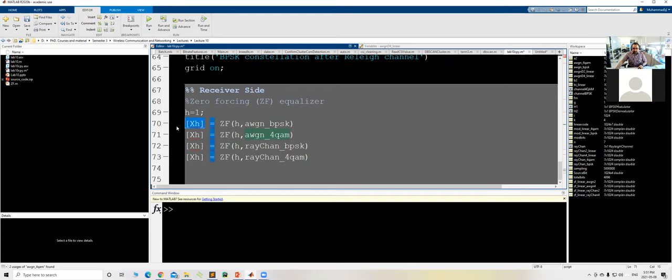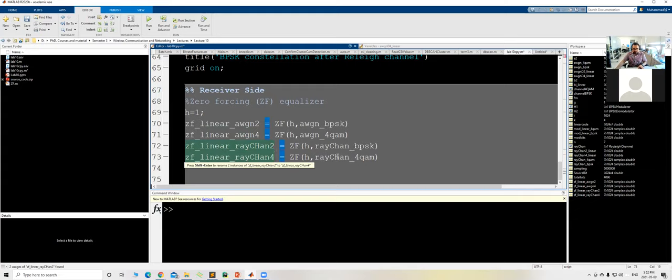So let me call it, for example, zero forcing underscore, since we are using the Hamming coding, like this, and this is for the AWGN and for the BPSK, I'll just type the two. So I'll copy it and paste it here as well. And for the four QAM, I will use four, and everything else I will keep like this. And then how about I write RAYCHAN2? So I wrote this one for the BPSK relay channel, and then the zero forcing equalizer applies for the four QAM and the output of the relay channel. They are the input arguments, and the output argument should be this one.